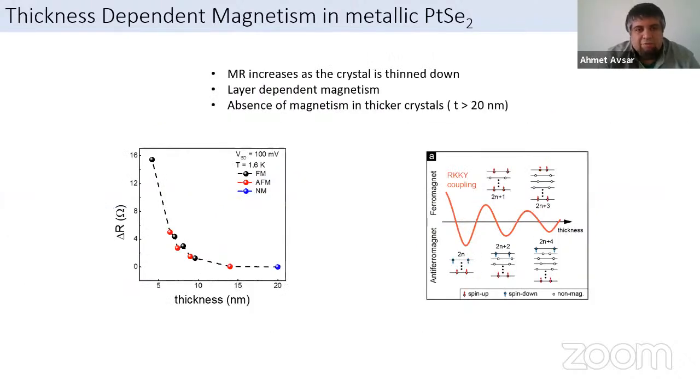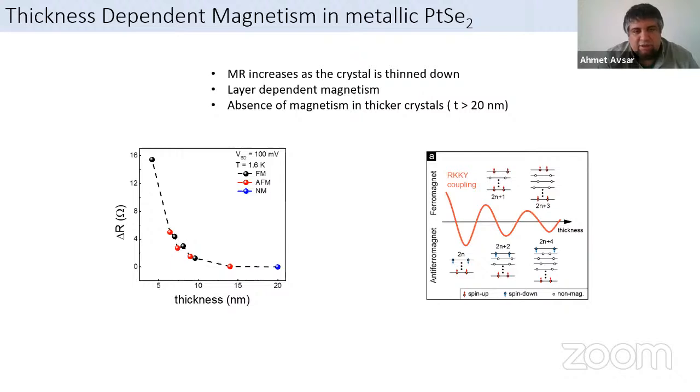So if we combine all the measurements that we were doing, we got an interesting observation. You could already see the black dots are ferromagnetic ordering, and the red ones are antiferromagnetic ordering. And what we do see is that they're alternating from device to device, and it looks like it's depending on the thickness, and the magnitude is decreasing as you increase the thickness.